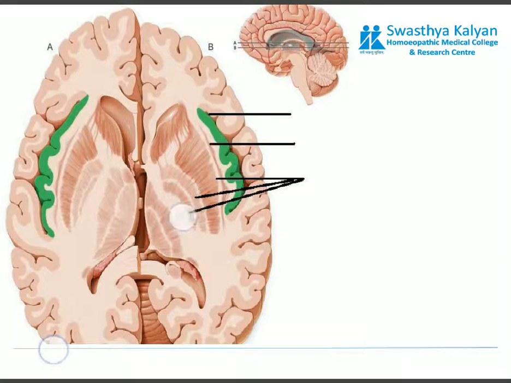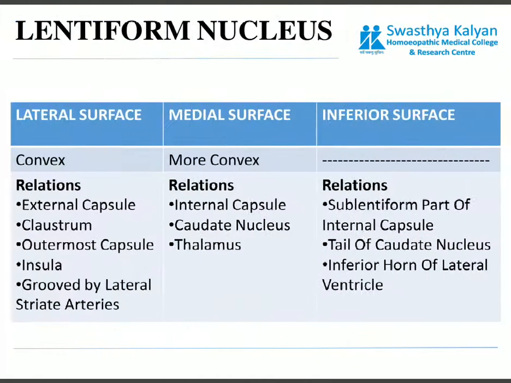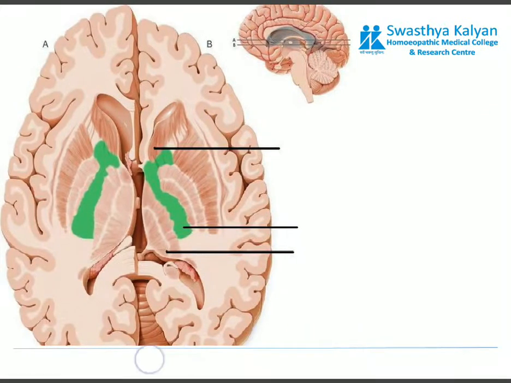So there is an internal capsule, then there is an external capsule, and then there is an extreme capsule or the outermost capsule. So the lateral surface is related to the claustrum, it is related to the external capsule, it is related to the extreme capsule, and it is related to the insula. And it is also grooved by the lateral striate arteries.